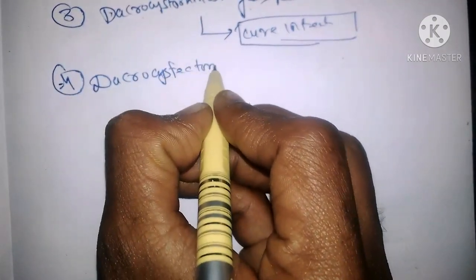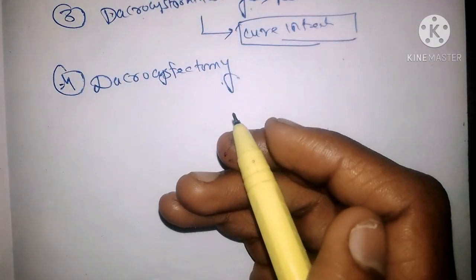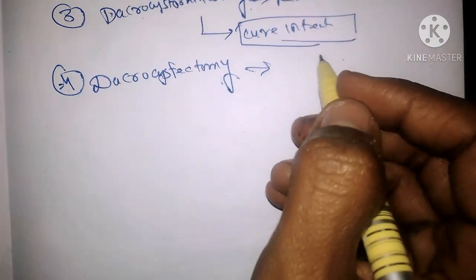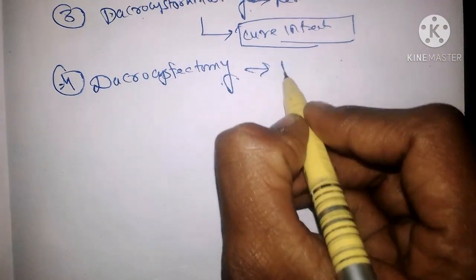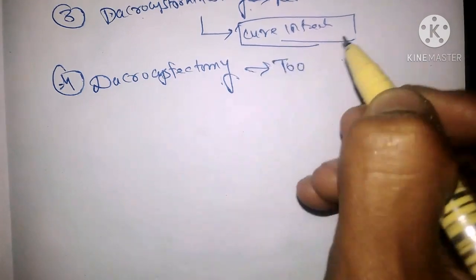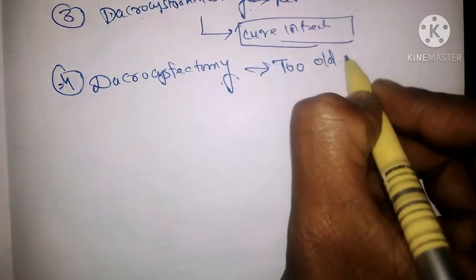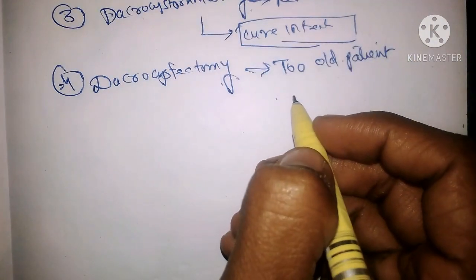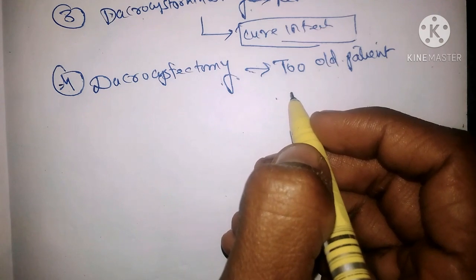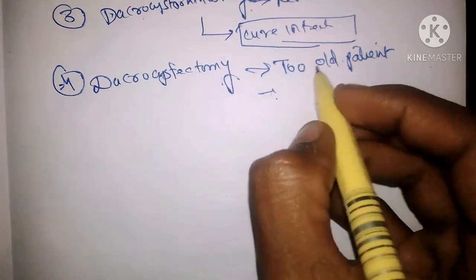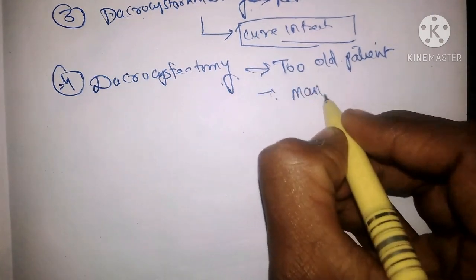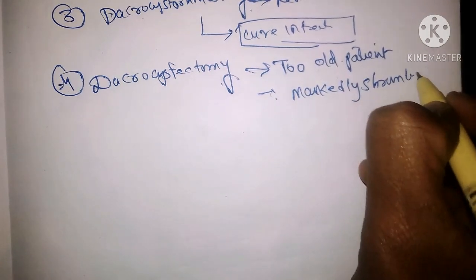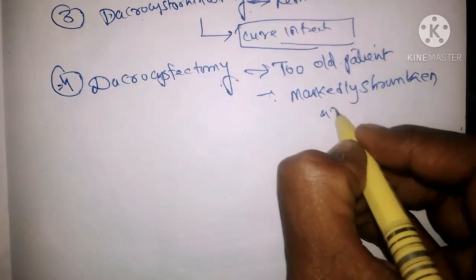Dacryocystectomy. That means removal of the sac. When do we do this removal of the sac? This is done when the age of the patient is very high. That means too old a patient, or when there is a markedly shrunken and fibrous sac.